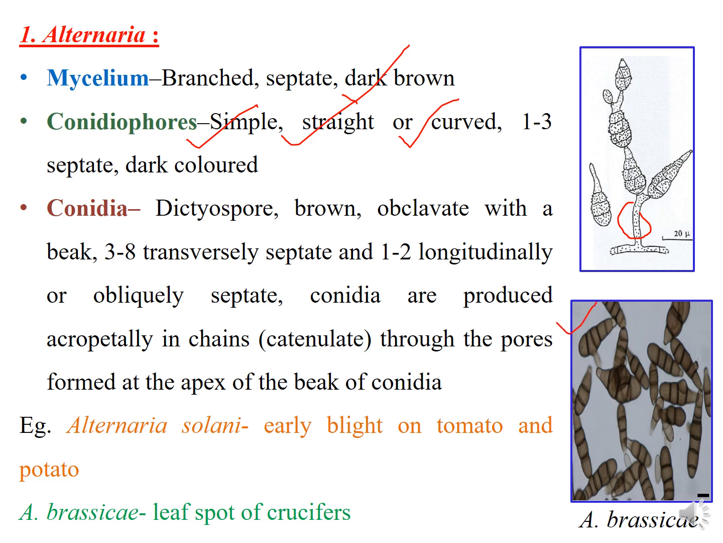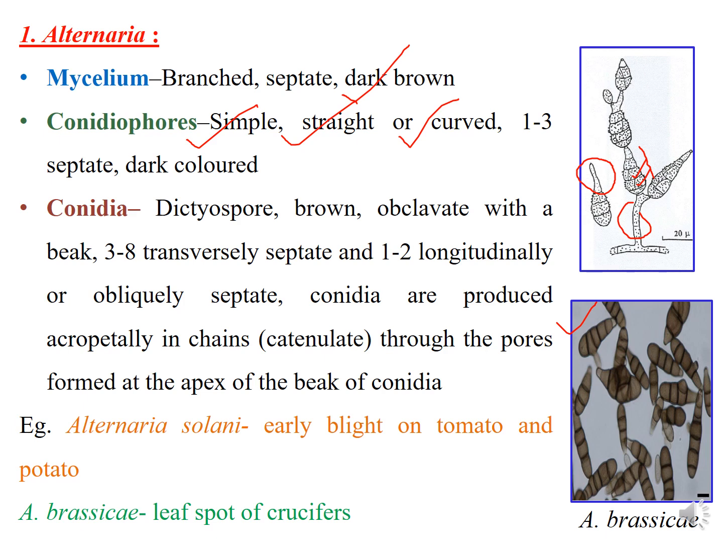Here in the second picture you can see brown colored conidia, and the shape is obclavate with a beak. Here you can see the beak. This beak size varies among the different Alternaria species; it is not a constant character. The conidia are 3 to 8 transversely septate and 1 to 2 longitudinally or obliquely septate. That means here you can see the septation: this is longitudinal and transverse septation. Here you can see different septation, so in both directions we can see septation in the conidia.